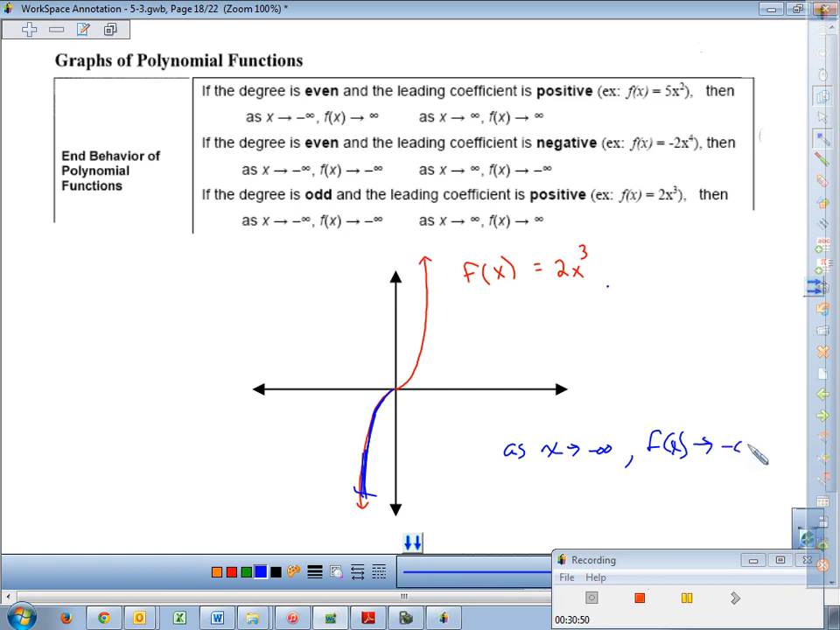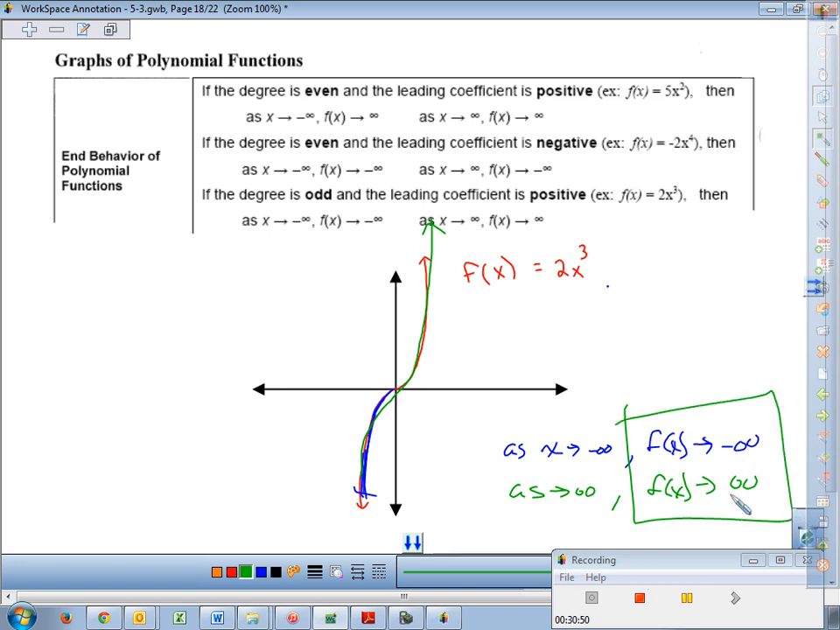Negative infinity. Cool? Now, what happens when x gets larger? So x getting larger and larger and larger. Where does that thing go? As x approaches infinity, f of x does what? Approaches infinity. Look at your f of x. Did they go different places? One went to negative infinity, one went to positive infinity.